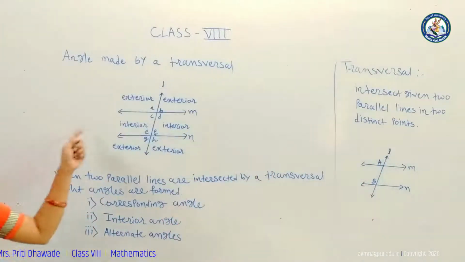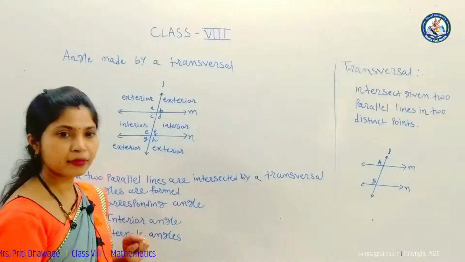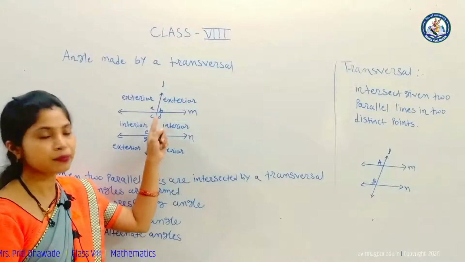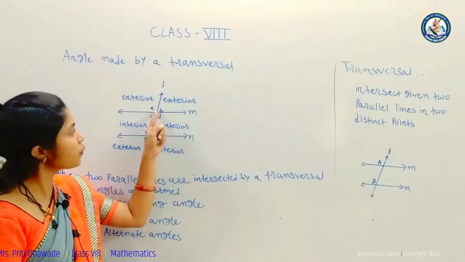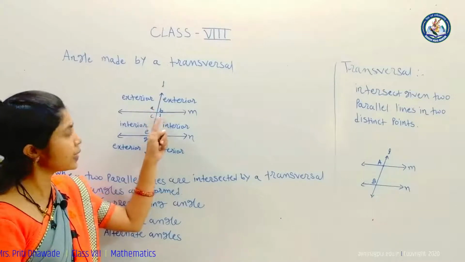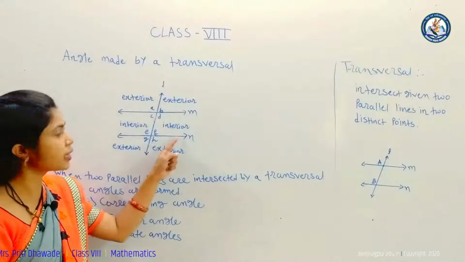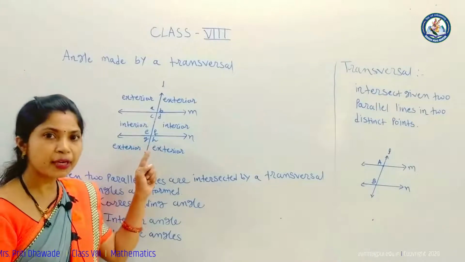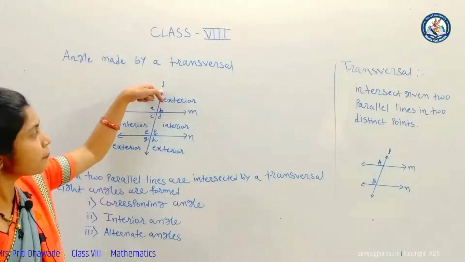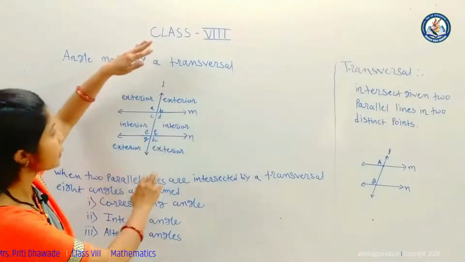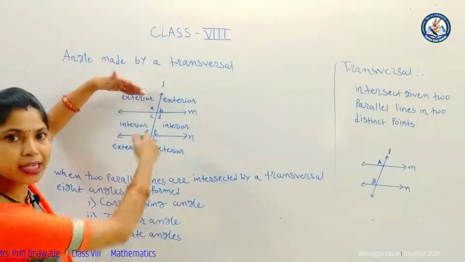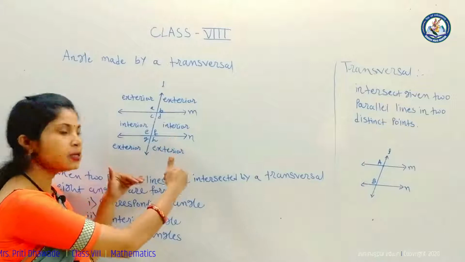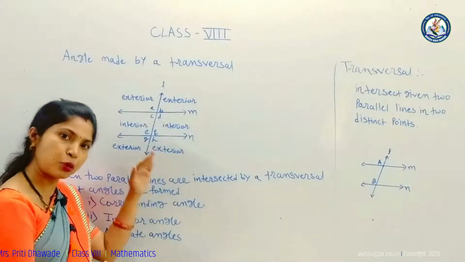Now, angles made by the transversal. When this transversal intersects these two lines at two distinct points, it makes four angles at each intersection. Here A, B, C, D, and the intersection of the transversal with line N makes four angles E, F, G, H. Now from the figure it is clear that angles A and B are present outside line M, so these angles are in the exterior part. And angles G and H again are present outside line N. So these two angles are in the exterior portion.